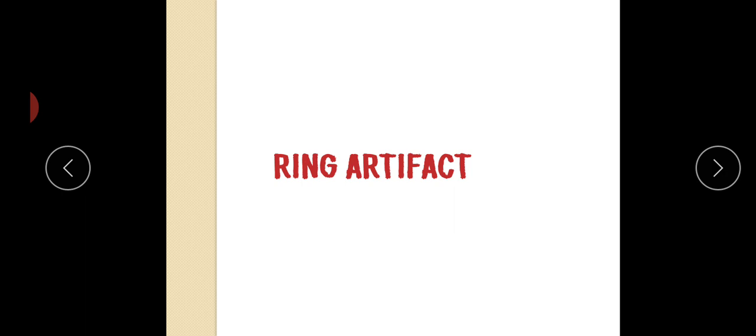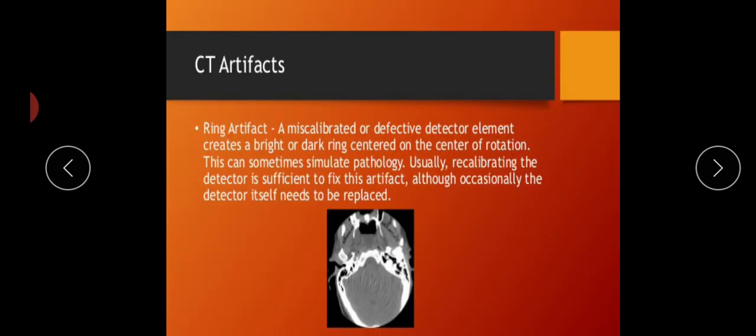Ring artifact. What is a ring artifact? Ring artifacts are the result of the miscalibration of one detector in a rotate geometry scanner, that is the third generation CT. A miscalibrated detector element creates a bright or a dark ring centered on the center of rotation. This can sometimes simulate pathology. Usually recalibrating the detector is sufficient to fix this artifact, although occasionally the detector itself needs to be replaced.